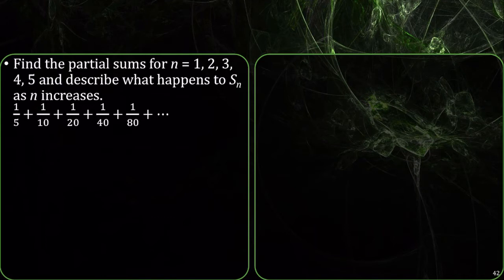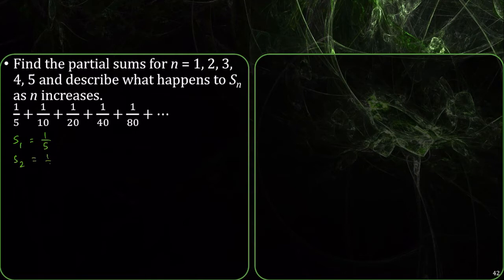All right, so let's do the same idea here. Find the partial sums for n equals 1, 2, 3, 4, and 5, and describe what happens to the sum as n increases. All right, so a partial sum is adding the first term. Well, that's easy. It's a fifth.